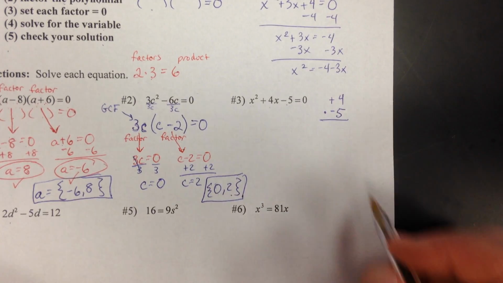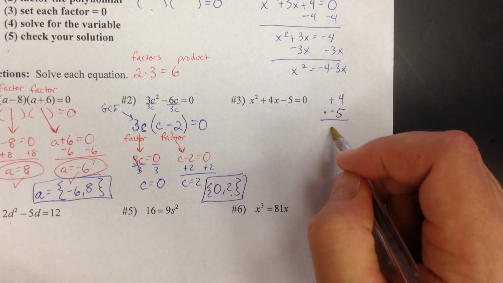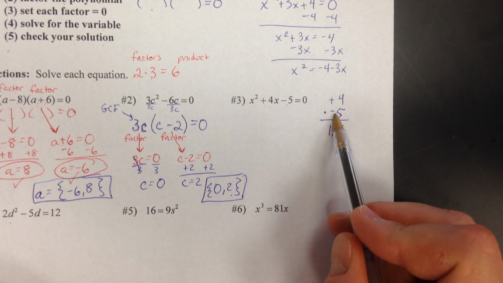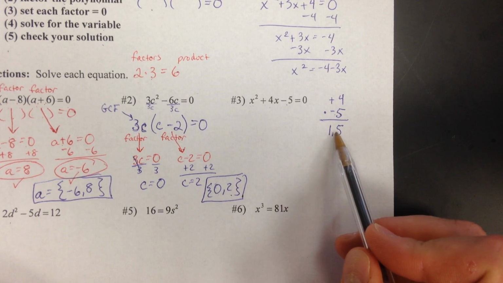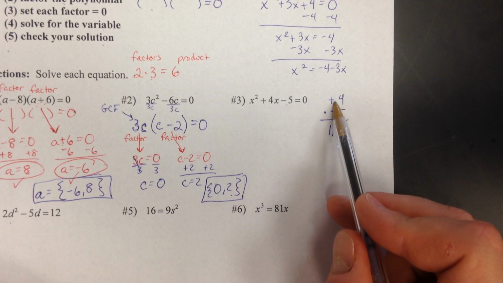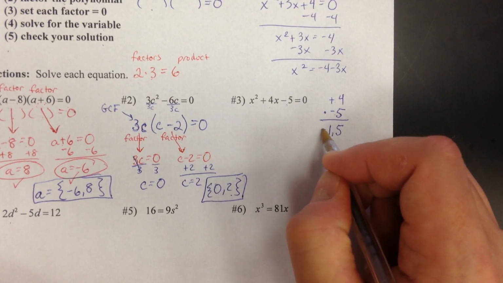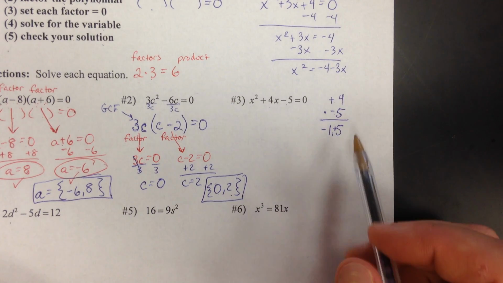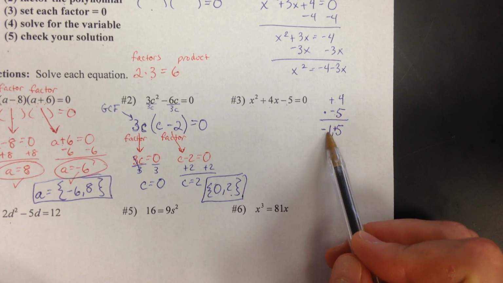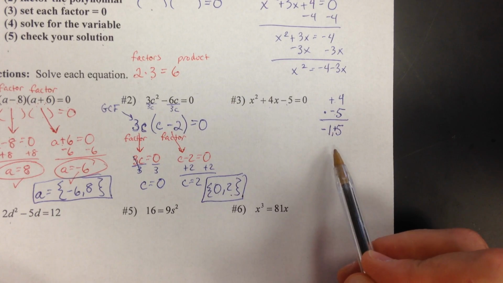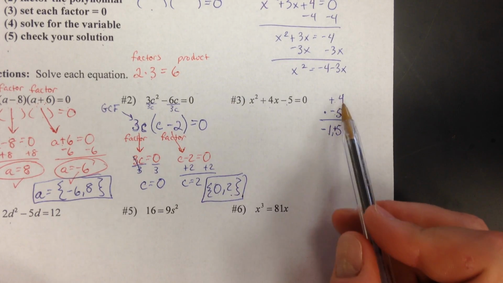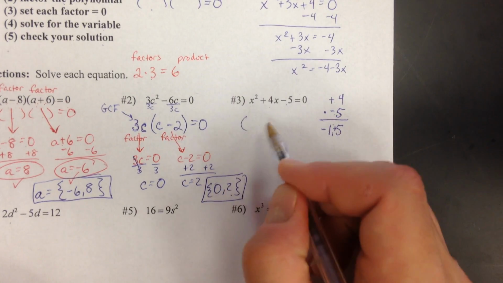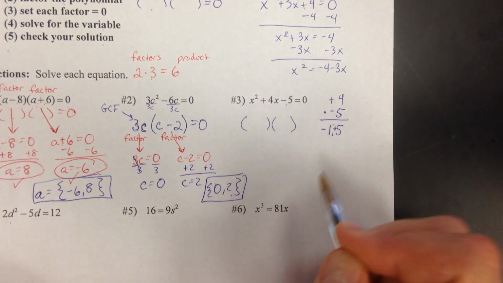Now we've got some choices. Actually, well, the only factors of 5 are 1 and 5. But to multiply to a negative, one of these has to be negative, the other's positive. So to add up to a positive 4, we're going to do negative 1, positive 5. That's going to be our winning combination there. Negative 1 times 5 is negative 5. Negative 1 plus 5 is positive 4. So we can write the factors as two binomials.